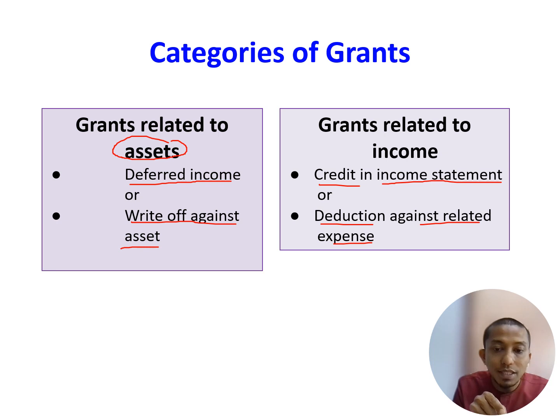So what should I do with this 50,000? I can either credit it to income statement. Why credit? Because government gives me, so it is income for me. This one is the income method, related to income. Or I can deduct it from the 100,000 that I need to spend to clean the river, so I deduct 50,000 because government gives me 50,000. So the cost for me for cleaning the river is only 50,000. So there are two methods for income, and two methods also for asset.